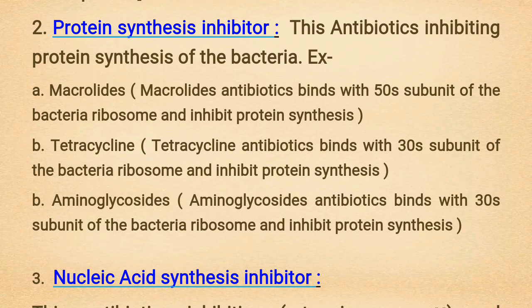Example: number A, macrolides. Macrolide antibiotics bind with the 50S subunit of the bacterial ribosome and inhibit protein synthesis. Number B, tetracycline. Tetracycline antibiotics bind with the 30S subunit of the bacterial ribosome and inhibit protein synthesis. Number C, aminoglycosides. Aminoglycoside antibiotics bind with the 30S subunit of the bacterial ribosome and inhibit protein synthesis.